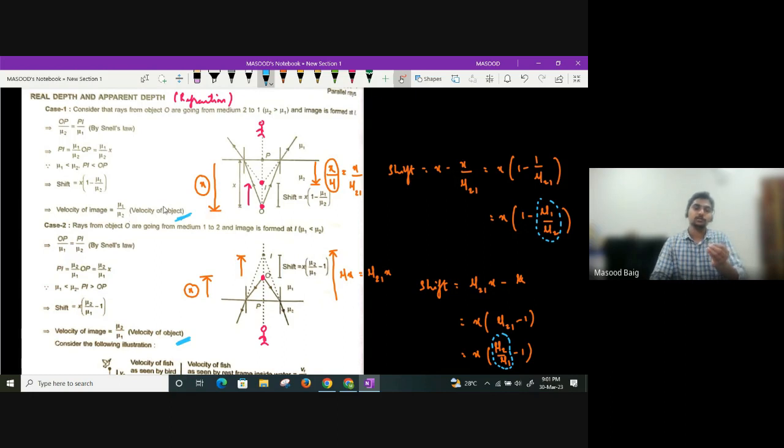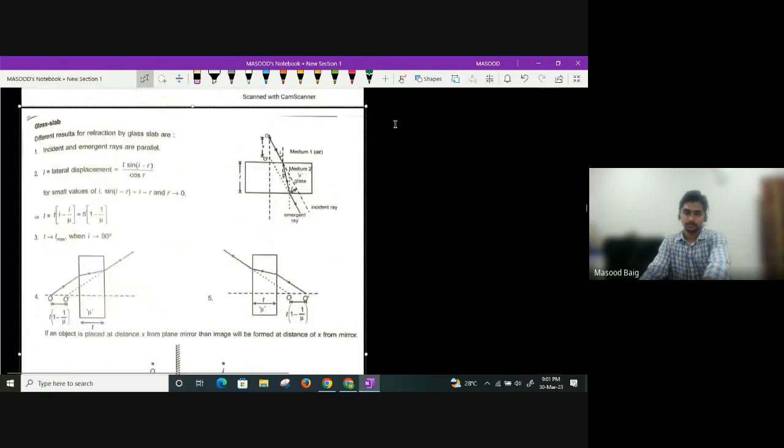Whenever object is in denser medium, for observer in rarer medium, it will be at a certain height above its actual presence. Reverse also if you do: if the object is in rarer medium, observer is in denser medium, again the object will appear to be at a certain height above its actual presence. This real depth and apparent depth come into existence due to refraction. They are based on refraction, guys. Is that clear, everyone? Yes, sir.